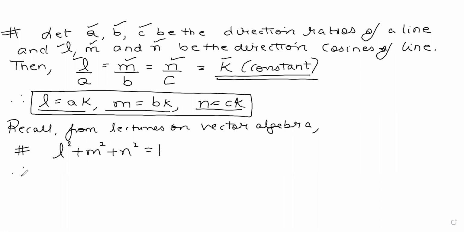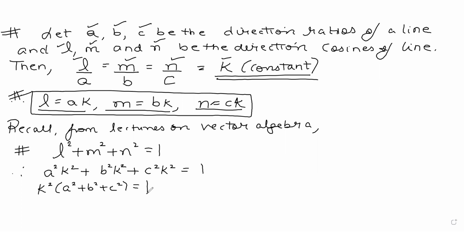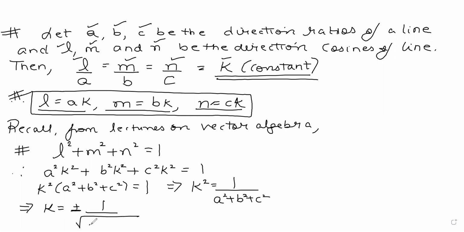Instead of L square, I can write A square K square. Instead of M square, I can write B square K square. Instead of N square, I can write C square K square. And this is equal to 1. So I can write K square times A square plus B square plus C square is equal to 1, which implies K square is 1 upon A square plus B square plus C square, which implies K is equal to plus minus 1 upon the square root of A square plus B square plus C square.